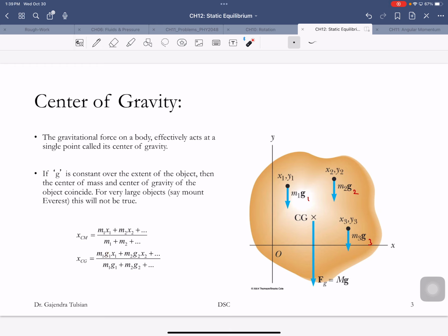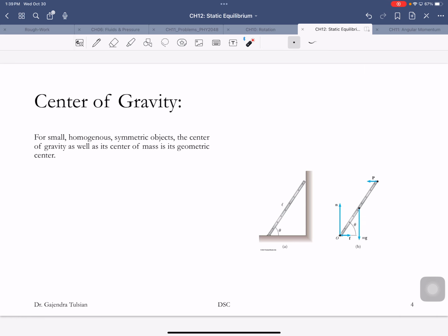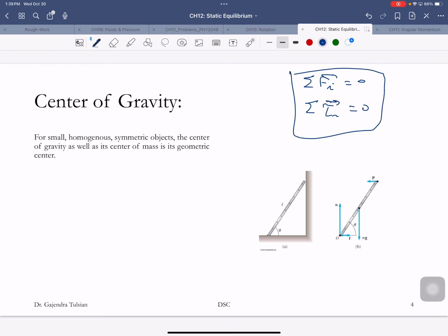So the center of gravity is different than the center of mass only when the acceleration due to gravity changes over the size of the object. The reason we want to define the center of gravity is because that's where the force of gravity acts. And you just saw that for extended objects where forces are acting at different locations, the two conditions for static equilibrium are that those forces should add up to 0, and the torques of those forces should add up to 0. And so that's why we are talking about all of this.